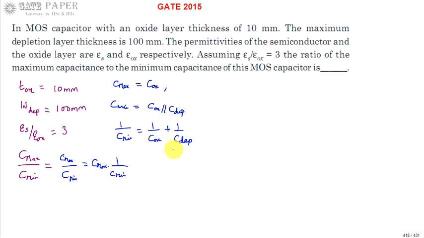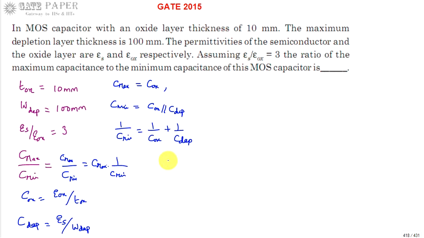We know COX, the oxide capacitance, is epsilon OX by TOX. And C depletion is the depletion capacitance per unit area. Again it is the ratio of permittivity to thickness. The permittivity is that of the semiconductor, epsilon S, and the thickness of the depletion layer is W depletion, the width of the depletion region. So C depletion can be calculated using this, and COX using the other.